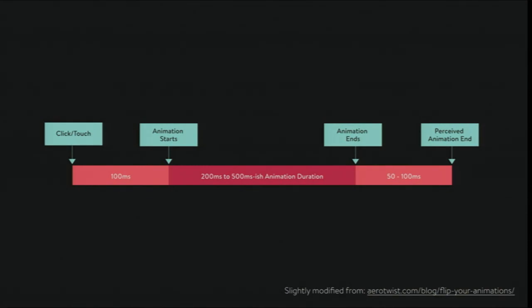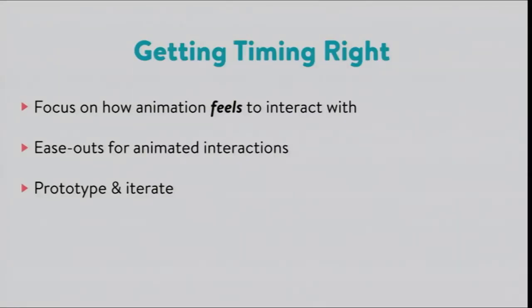So it gets very nuanced, and this is the reason you really want to prototype and test your animations and see how they feel and look, because it's too involved to say everything's 0.3 seconds or else. So good tips for timing is to focus on how the animation feels, and really prototype and iterate.